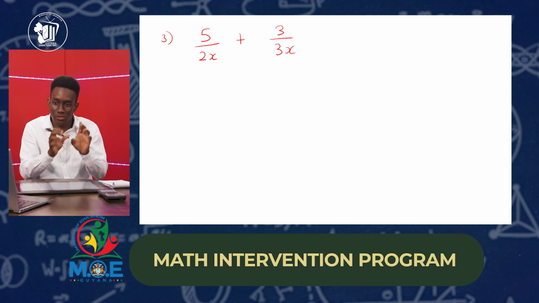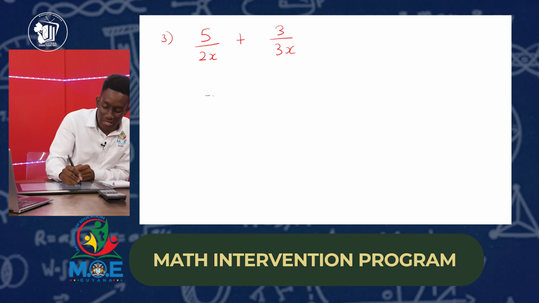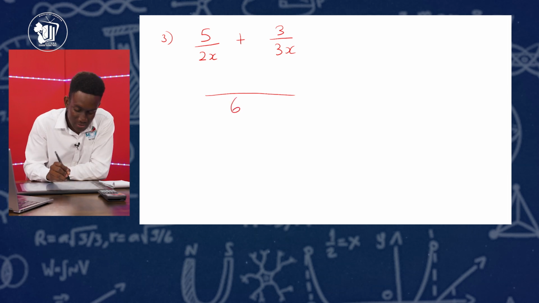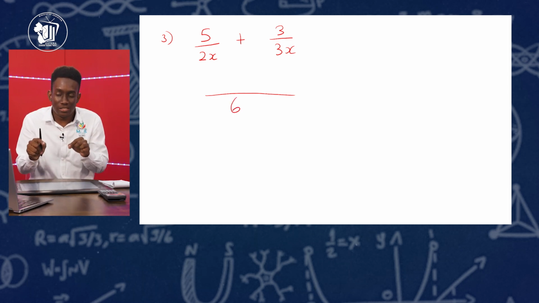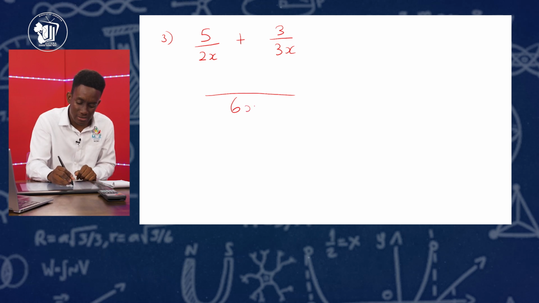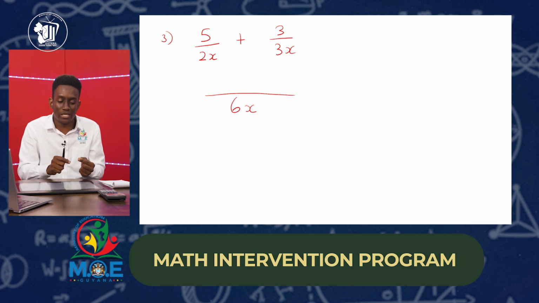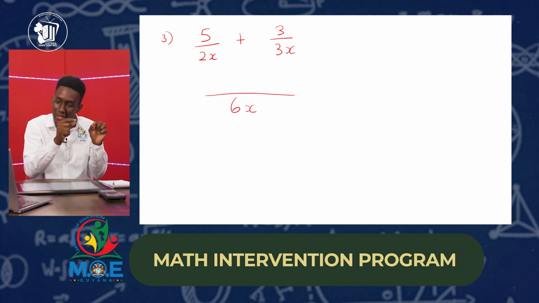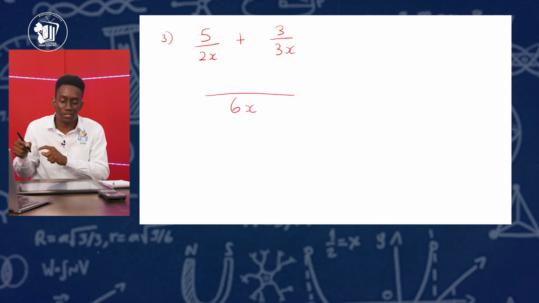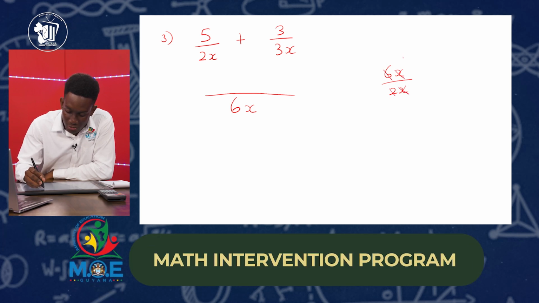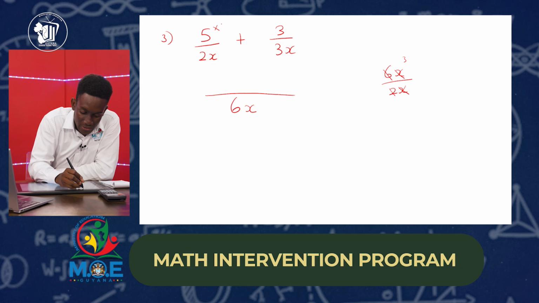So let's look at the numbers, 2 and 3. What would be the LCM of 2 and 3? We know the LCM of 2 and 3 would be 6. And then we look at the variables now, x and x. The LCM of x and x would simply be x. That's the highest common factor. So the LCM of 2x and 3x would be 6x. They were the numbers first and then the variables. And then we do some division. So 6x divided by 2x. This x will cancel with that x. 6 divided by 2 is 3. So we take that 3 and multiply it by the numerator here. So 5 times 3 would be 15.